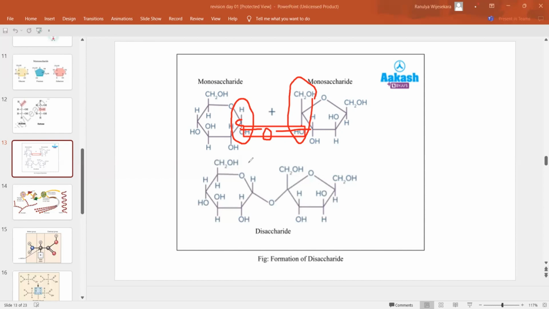There are no bonds present in monosaccharides. Correct or incorrect? Incorrect. නේද? කොහෙද correct වෙන්නේ?